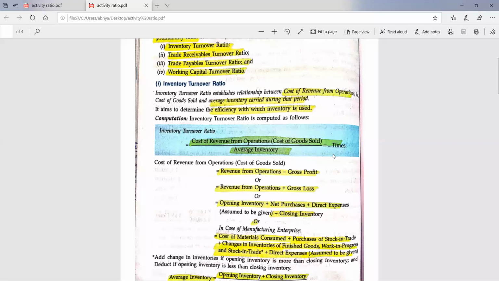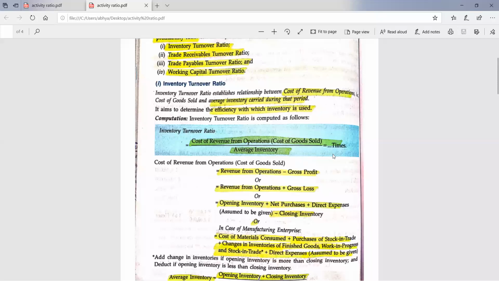In all the inventory turnover, all the turnover ratios, always the answer will come in times. Okay, so you are not going to write here 2:1, 3:1. No, you will be writing 3 times, 4 times.